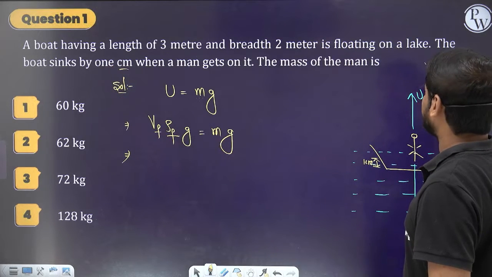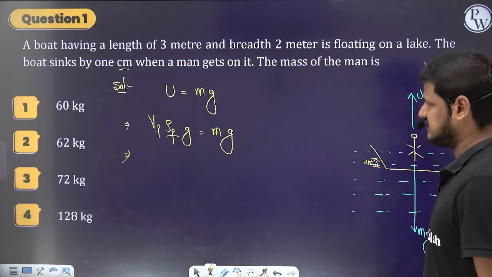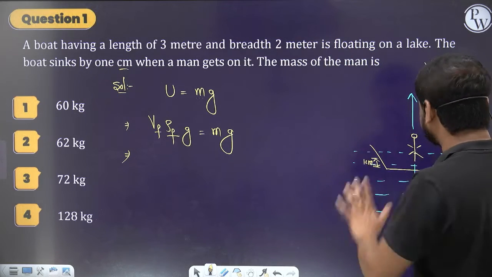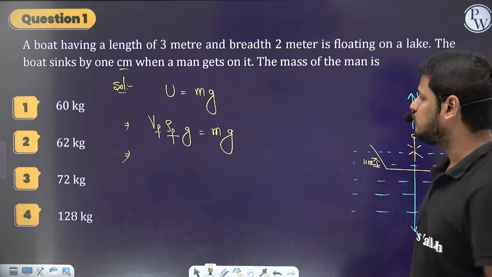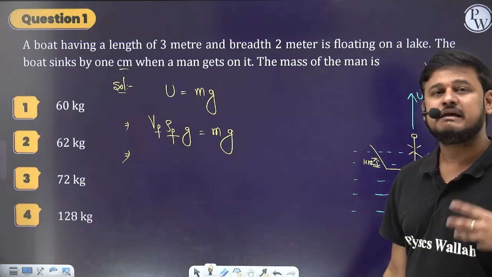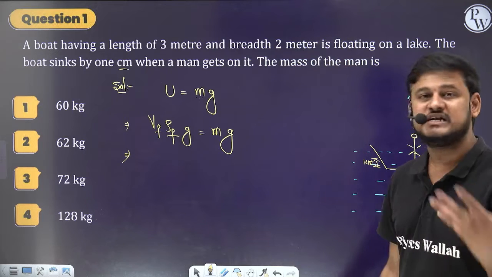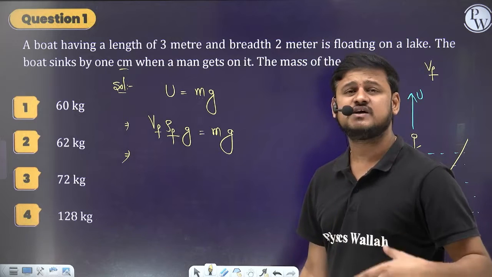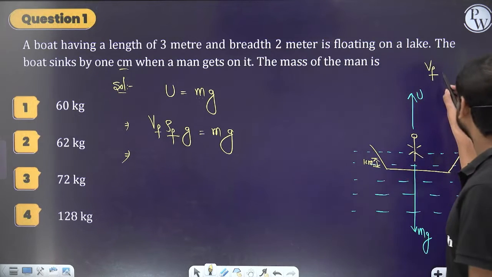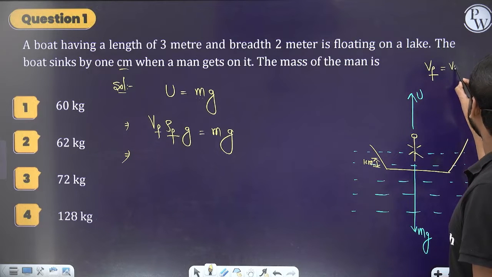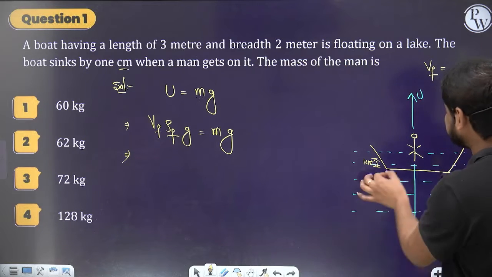So here the volume of the fluid is nothing but the volume of the solid displaced, or the volume of the object displaced. Yes or no? Volume of the fluid immersed, volume of the fluid displaced, or I can write it as volume of the solid immersed. So volume of the solid immersed is nothing but the boat volume, the boat volume which is inside the water.